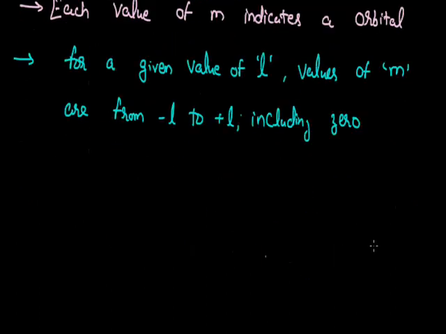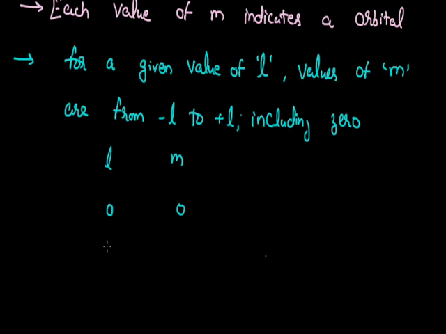Here, if I talk about l equals 0, that is the minimum possible value of l, the values of m will be minus 0 to plus 0, that is only 0. So only one value of the magnetic quantum number is possible here. Since only one value is possible, we can say that l equals 0 indicates the s subshell. It contains only one orbital.